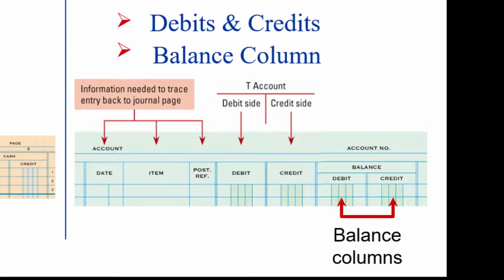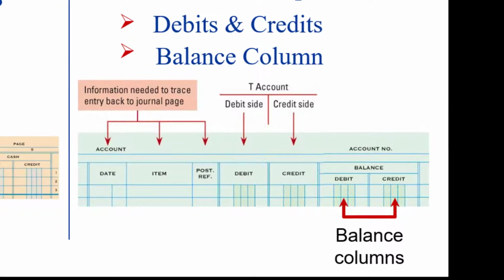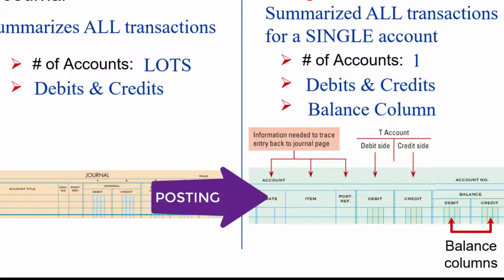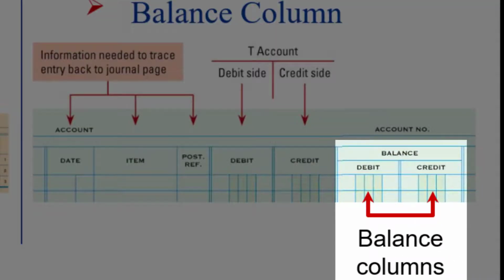So this is a picture of a ledger, and you'll see it says account, and that will be for just one single account. So we'll have a ledger for cash, we'll have a ledger for accounts receivable, we'll have a ledger for supplies, and so on and so forth. And every single transaction that affected supplies in the journal will get posted into this supplies general ledger. The only difference here is we're adding this balance column so we can keep a running total of our supplies.